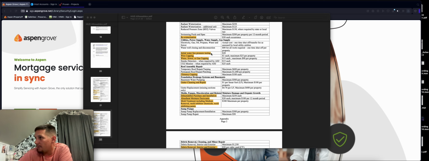Water, sewer, gas capping. This one I like. I like this one a lot. We use this one a lot. I've never really complained about this. The sewer is going to be obviously any of your sewer caps. The most common one is going to be your washer drain cap. Water caps, your hot water heater spigot, your 2 washer hookup spigots, your exterior spigots.